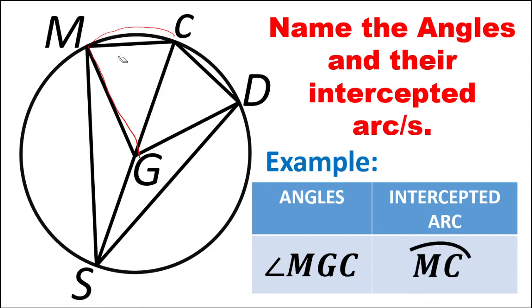Okay? Say we have angle CGD. The arc it touches is arc CD. So, automatically, if you have angle CGD, the intercepted arc of it is arc CD. Next, say we have angle CSD. If you have angle CSD, the intercepted arc of that angle is arc CD. So that is how you name an angle and its intercepted arc.